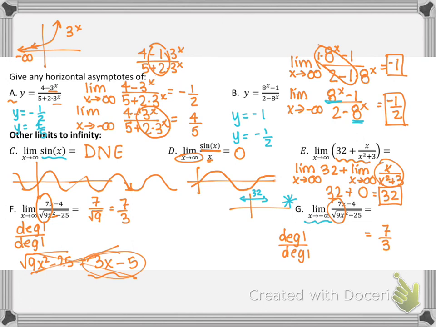If I imagine plugging a negative in here, a negative squared is going to become positive. If I plug in a negative on top, it's still going to be negative. 7 times the negative would still be negative. And I'm doing this because I'm going to negative infinity. So a negative divided by positive is going to make the answer negative 7/3.